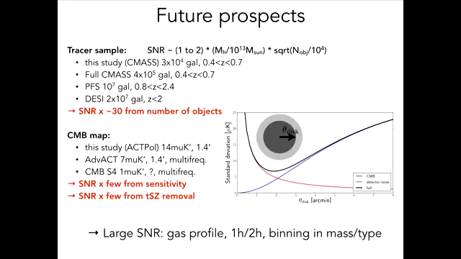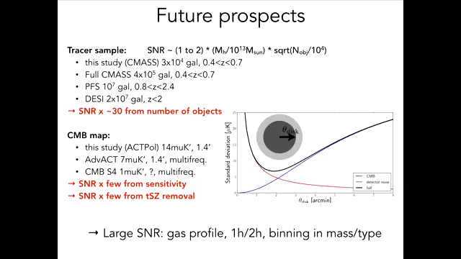And that's not even factoring the improvement in the CMB map, which at the end of the day, I expect to be a few. So basically, in the next few years, what I think is inevitable is that the signal-to-noise that was of order 3 will go to order 100. And at this point, you start to be saying really interesting things about the gas profile.